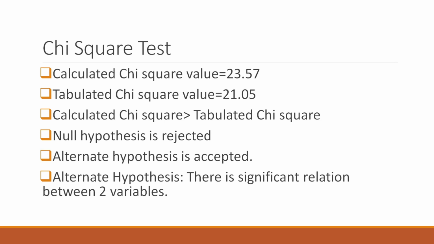So this is how we have calculated the chi-square test to state whether two variables are related or not. Here we can state that these two variables, which are marital status and educational qualification, are related to each other.